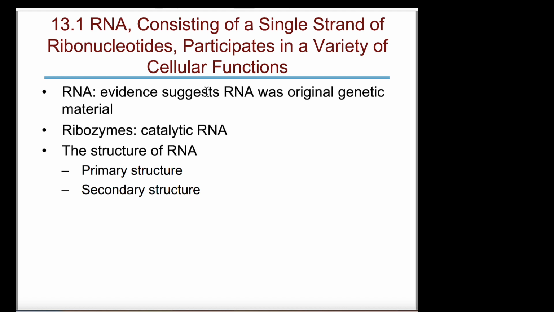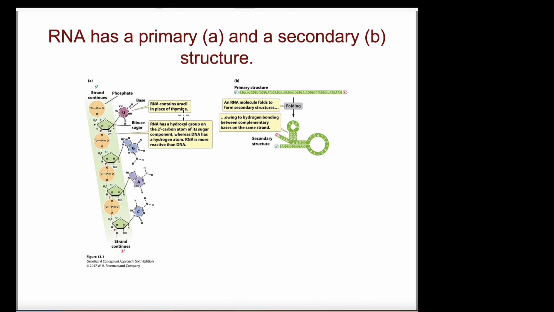We're going to talk about the primary and secondary structure of RNA. RNA is similar to DNA, except it is single-stranded as opposed to double-stranded. It is composed of four nitrogenous bases, but instead of thymine, it has uracil. So it's uracil, guanine, adenine, and cytosine. You still have complementary base pairing, but in this case, instead of A and T, it's A and U.